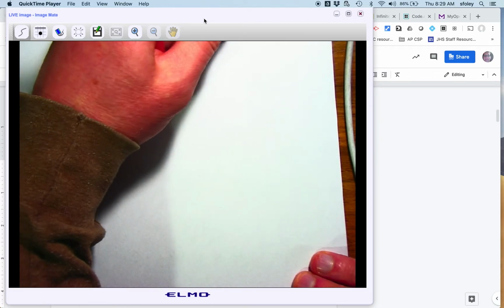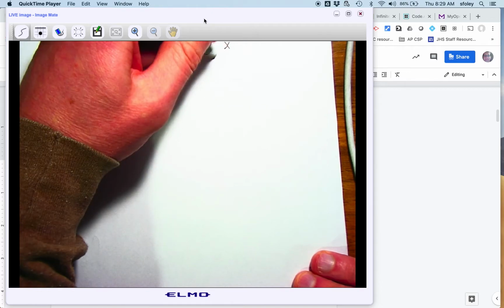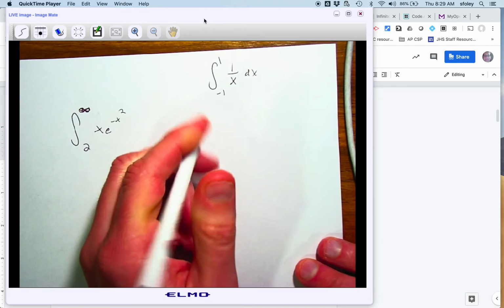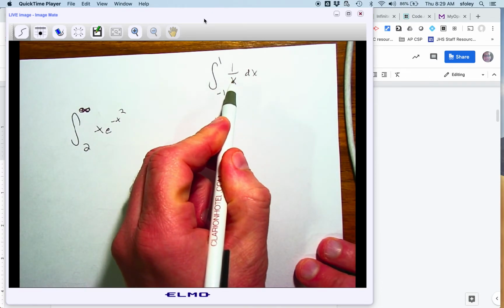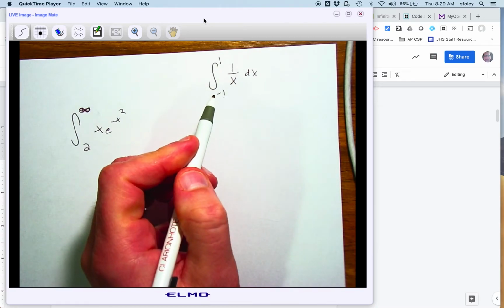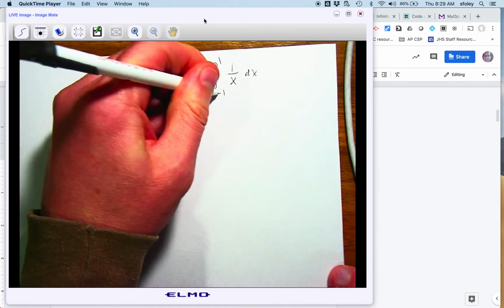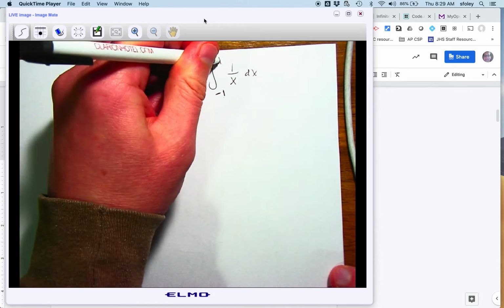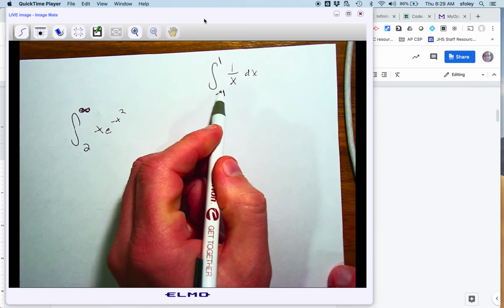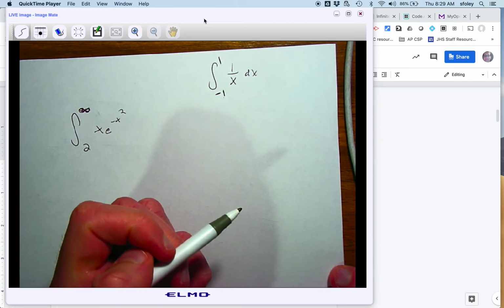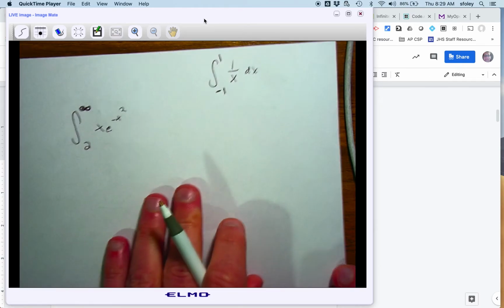The other one you want to be careful about, which is a little more mysterious, is if there's a vertical asymptote and you're integrating across that vertical asymptote, then you have to turn that into an improper integral and then take a limit as you're approaching that vertical asymptote. You may remember some problems like that.